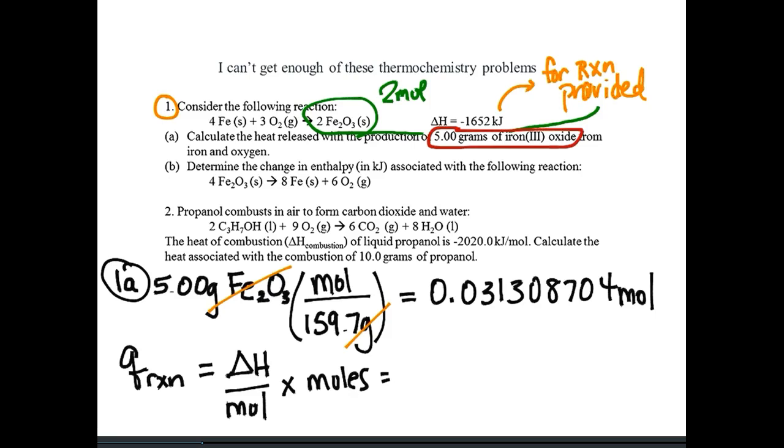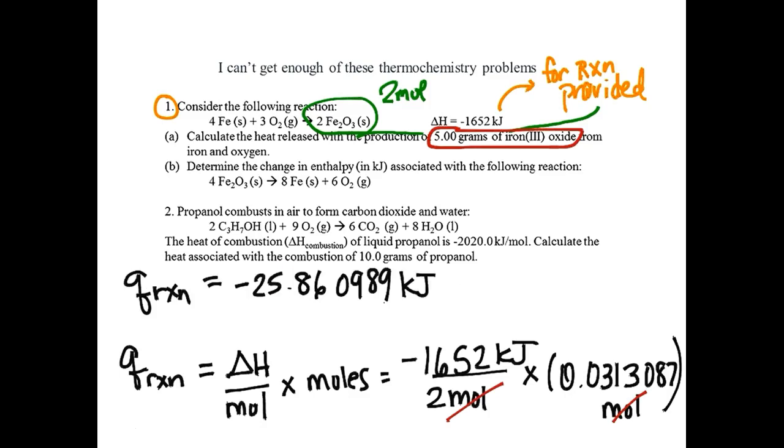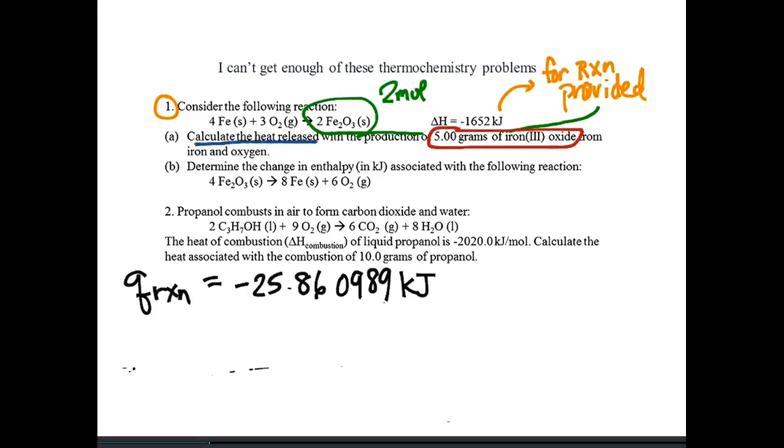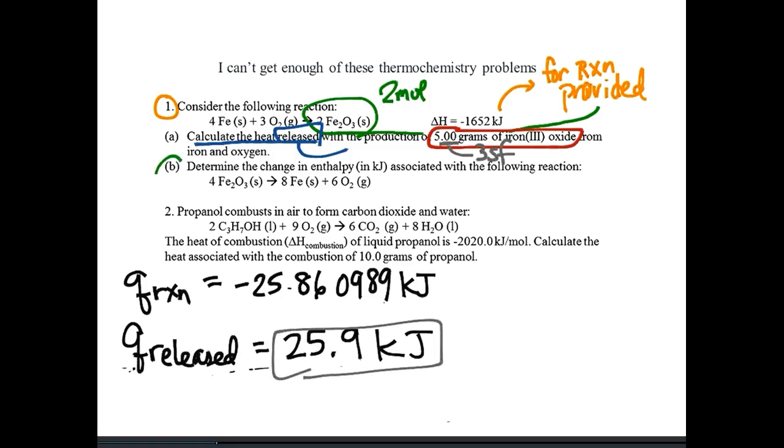So the heat, delta H that's given there, 1652, that number is for 2 moles. And so you're going to write that down, 1652 kilojoules per 2 moles that form. And you're going to multiply that by the number of moles that you actually have to get the actual heat that is required. So we multiply these together and you get 25.86. Because it says calculate the heat released, I'm sorry, I said required, calculate the heat released, you're just going to make it positive. And it looks like it needs 3 sig figs because we have 5.00, so we're going to have 25.9 kilojoules. It's positive because it says it's being released.